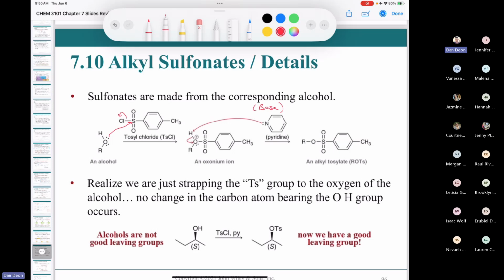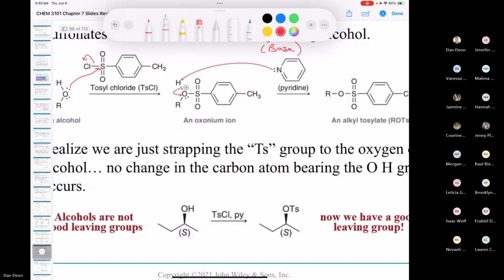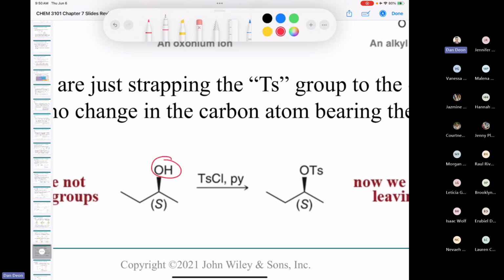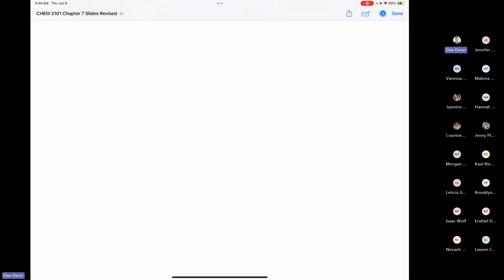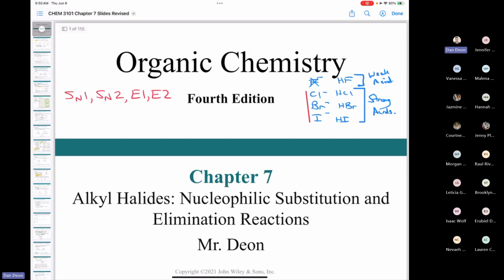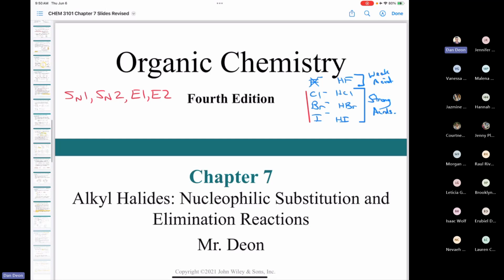So you take something again, an alcohol, which is a terrible leaving group, and then once you react it with tosyl chloride and pyridine, so these are the acronyms, TsCl and Py, which is for pyridine, okay? You convert a crummy leaving group into an excellent leaving group.